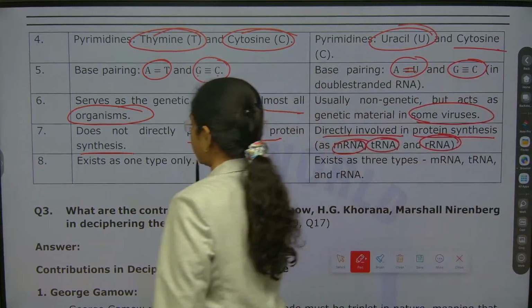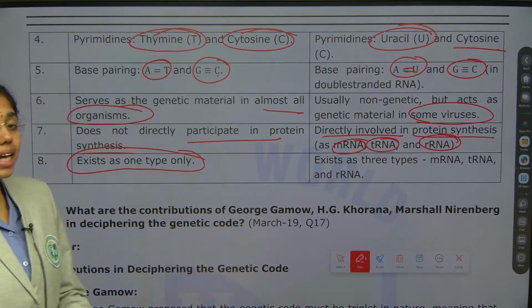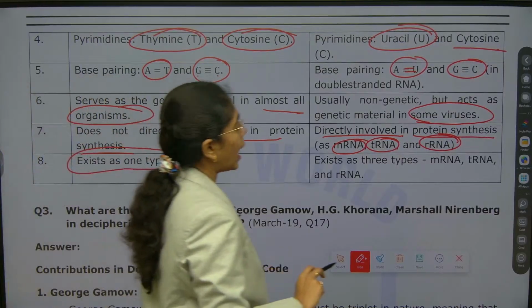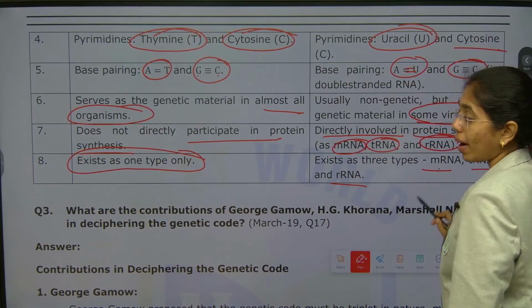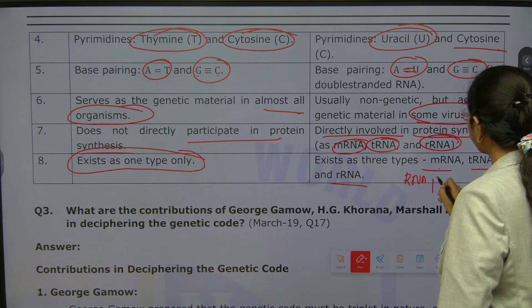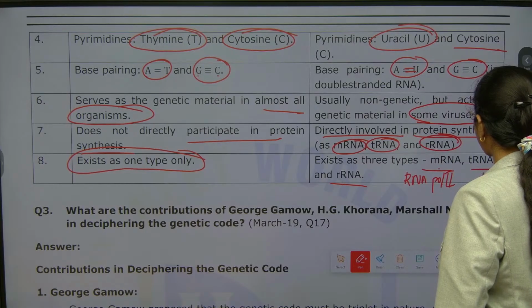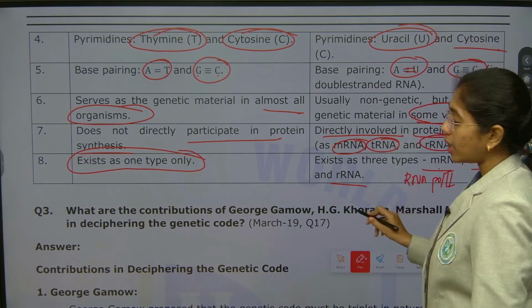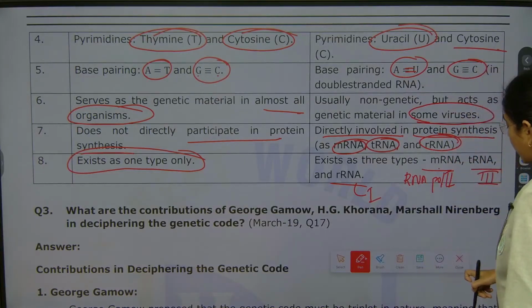DNA exists as one type only, whereas RNA exists in 3 types, where we have mRNA, tRNA and rRNA, where mRNA is synthesized by RNA polymerase II, tRNA is synthesized by RNA polymerase III, rRNA is synthesized by RNA polymerase I. Clear till here? Any doubt anywhere?